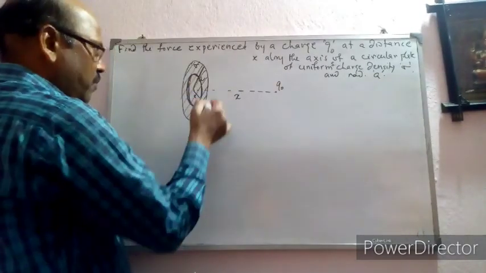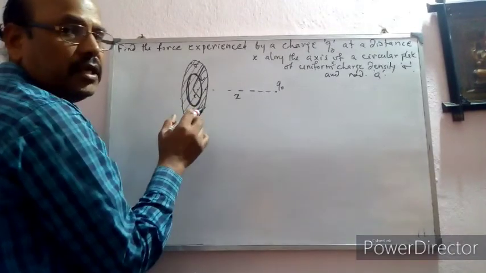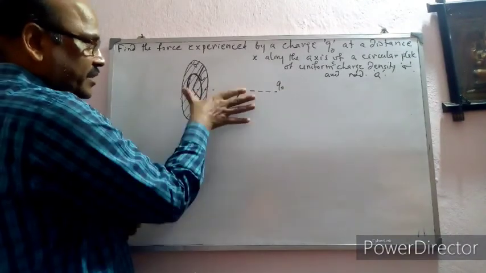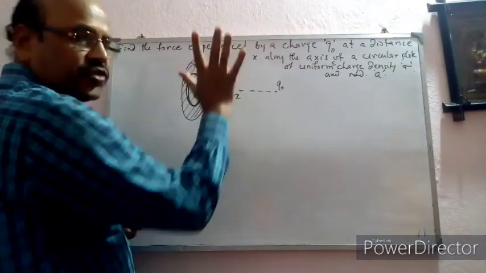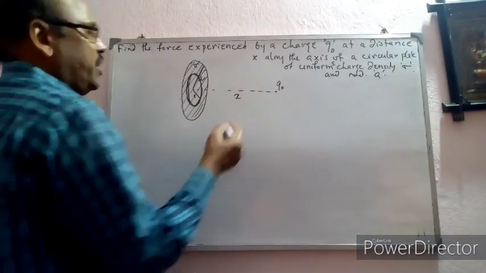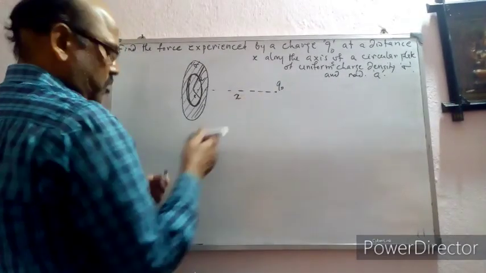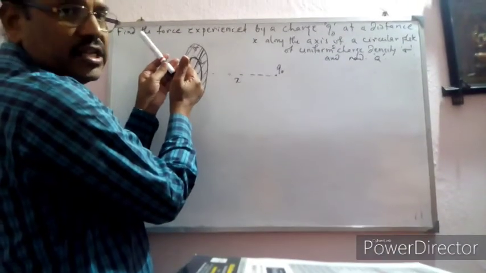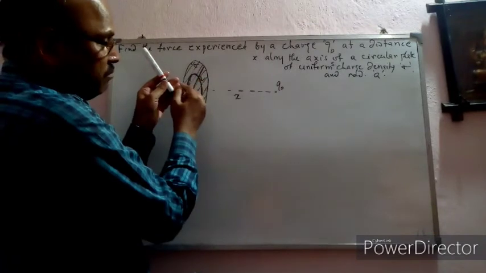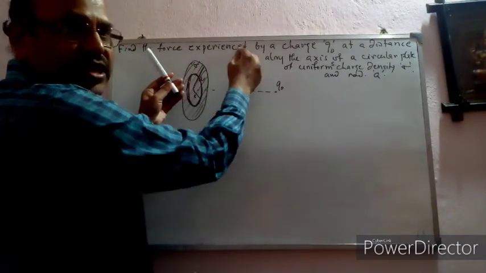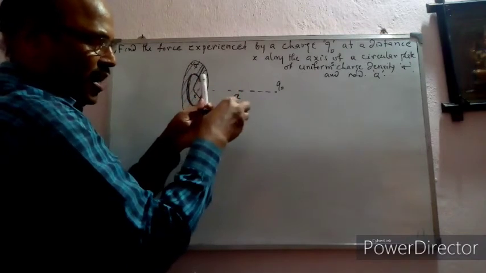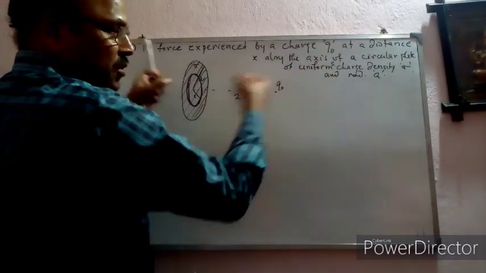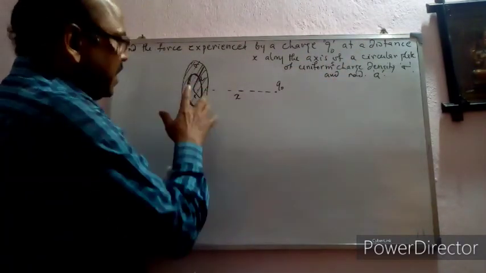So it is a uniformly charged circular plate. If the charge is not mentioned, you have to assume that it is positive charge. And at a distance x along the axis, what is the force experienced by the charge q naught? So in order to calculate the force experienced by q naught, we have to assume the circular plate to be made up of continuous rings. The rings are varying with continuous radius. So one ring kept over the other, another kept over it, continuously increasing radius. So it will make a plate.